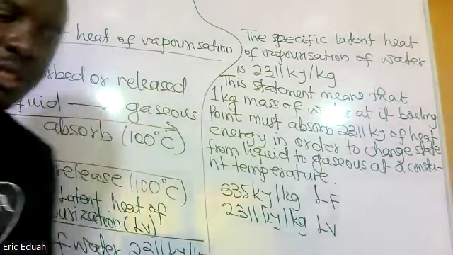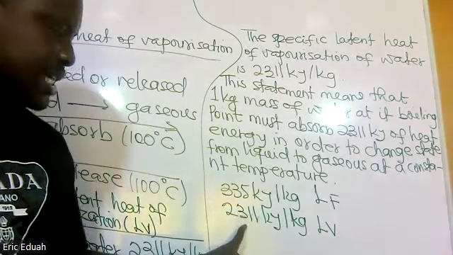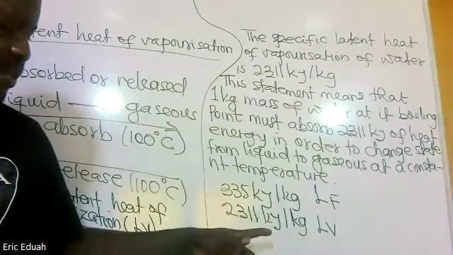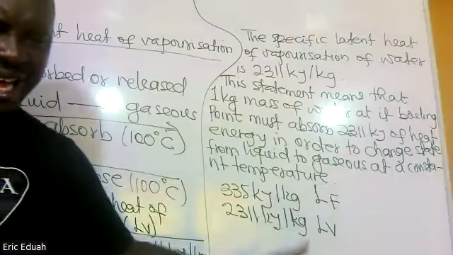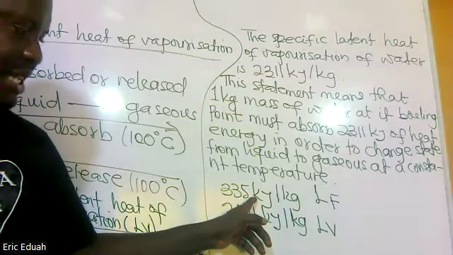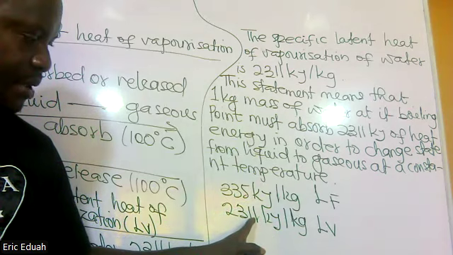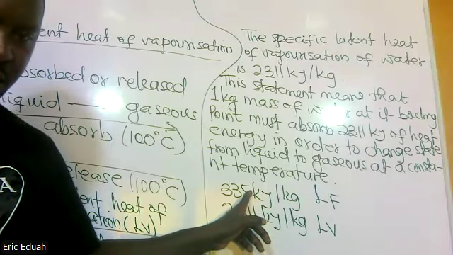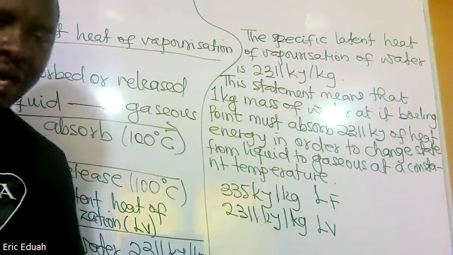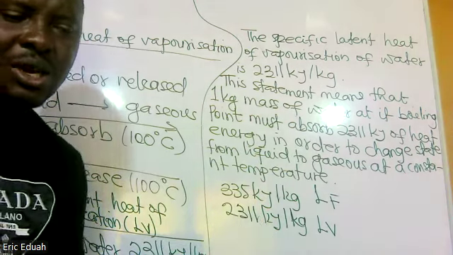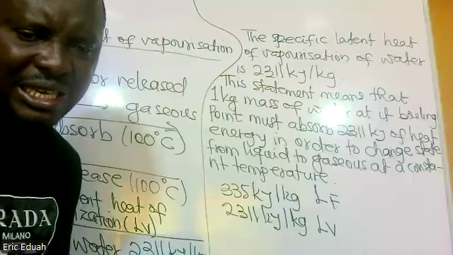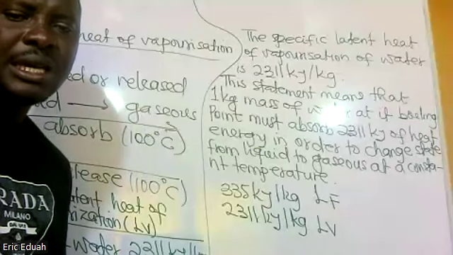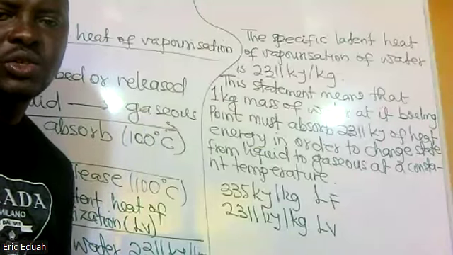We could see that the specific latent heat of vaporization of water is much higher than the specific latent heat of fusion of ice. The difference is so wide. What do you think? Can somebody share with us what accounts for this wide difference between these two?